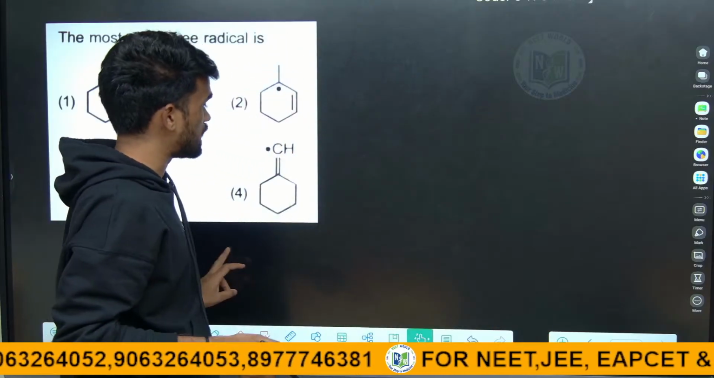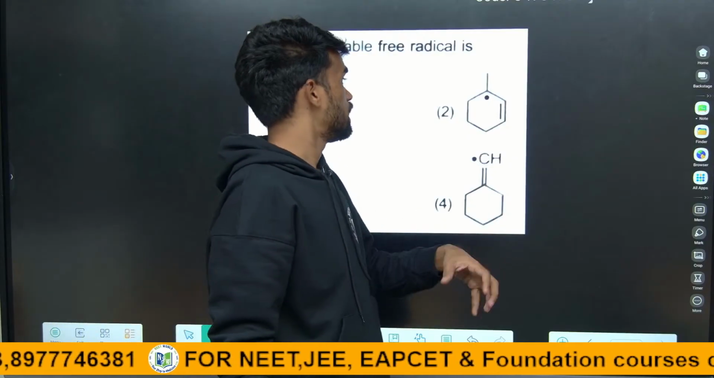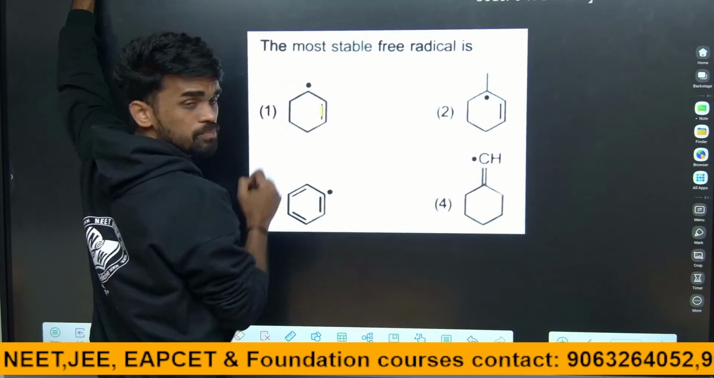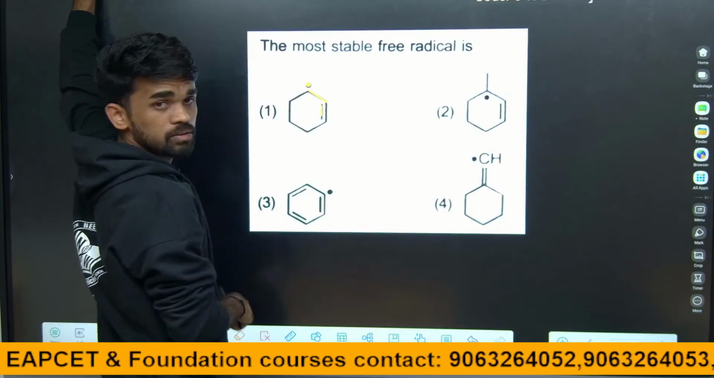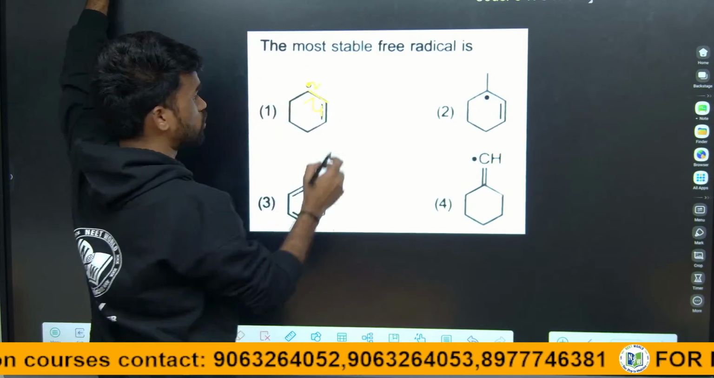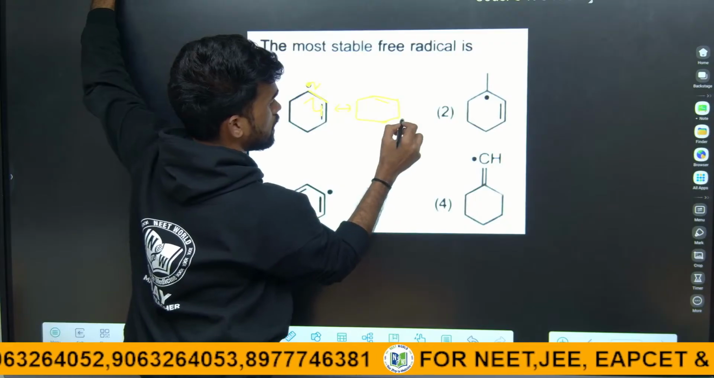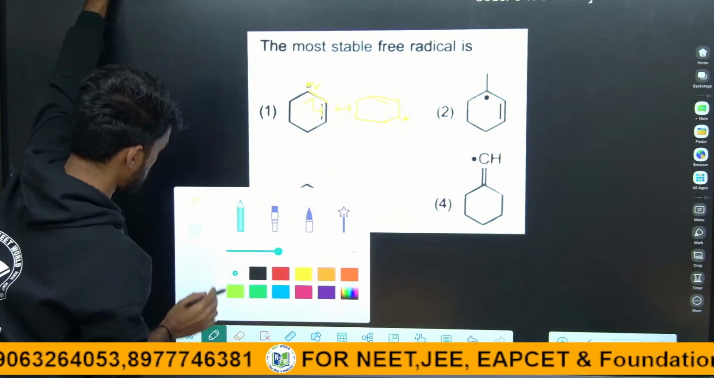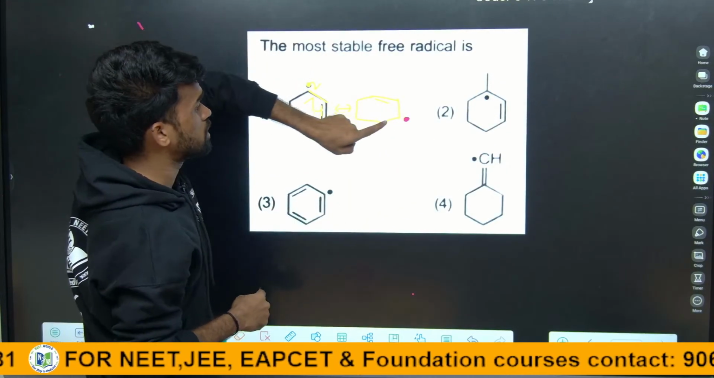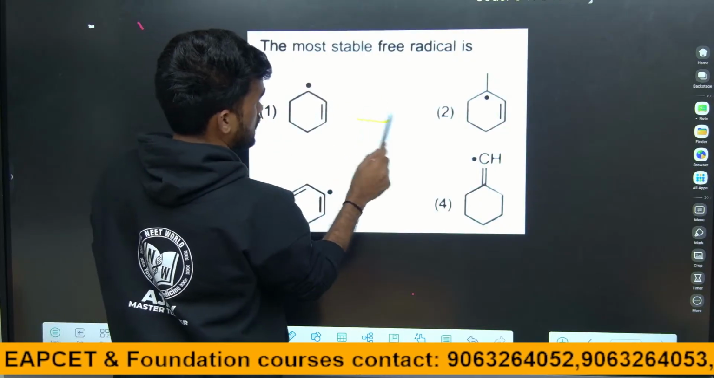Now tell me which free radical is more stable here. We already discussed how the mesomeric effect also plays a role when it comes to the stability of intermediates. So here, see, a pi bond is there, a sigma bond and one radical. So we can expect the mesomeric effect here. Therefore we can get a resonating structure like this, with the radical over here. So this is the resonating structure of this, so I can say there is a mesomeric effect in this radical stabilization.